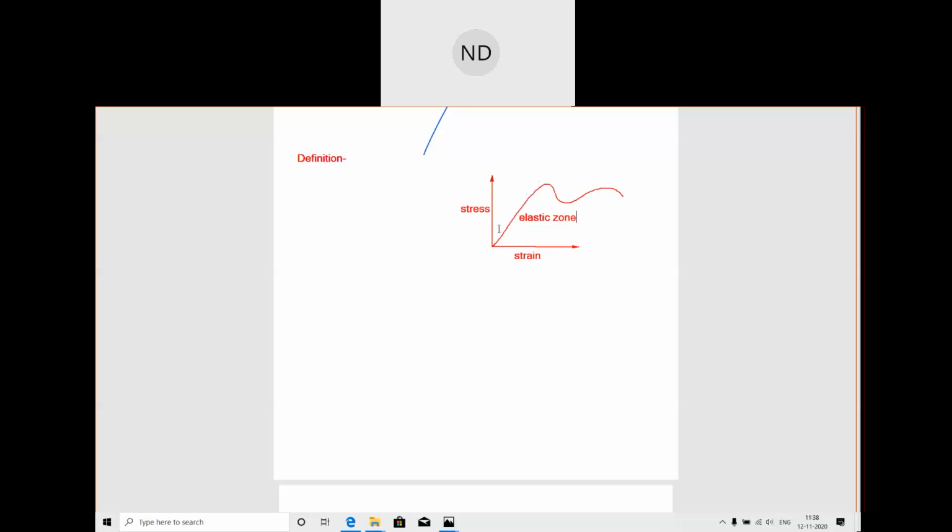But after this point, after the elastic point, what happens? These are all the plastic limit. The material goes into the plastic limit where it does not come back to its original shape. Okay.